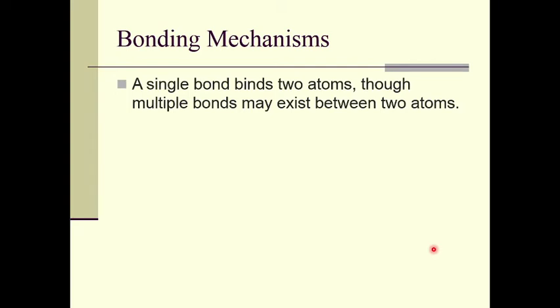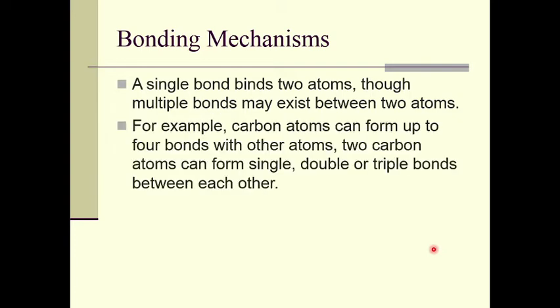A single bond binds two atoms, right, though multiple bonds may exist between two atoms. So we know that between two atoms there may be a single bond or multiple bonds, more than one bond, right? For example, in the case of carbon, we know that a carbon atom can form up to 4 bonds with other atoms, right? Two carbon atoms can form single, double or triple bonds between each other, right?